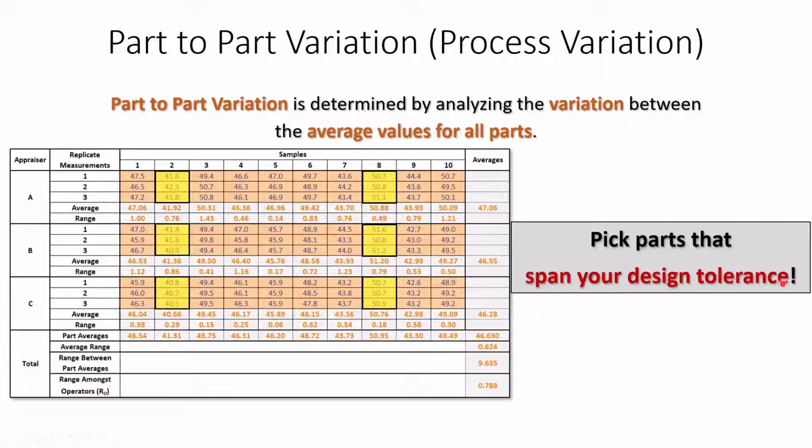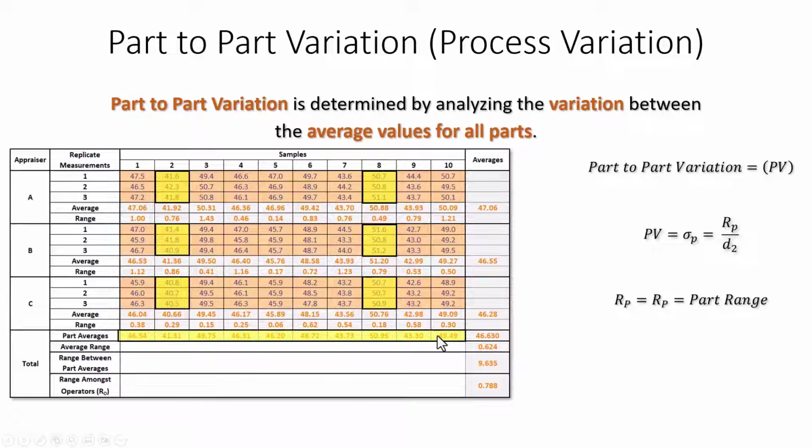And I want to use this to actually re-emphasize this piece of advice I gave you earlier. When you're picking these 10 samples, you must pick parts that span your design tolerance, because it factors into this part-to-part variation calculation, okay? And so again, this row down here shows you all of the average values for each individual sample themselves. And once we have these part averages, we can calculate our part-to-part variation.